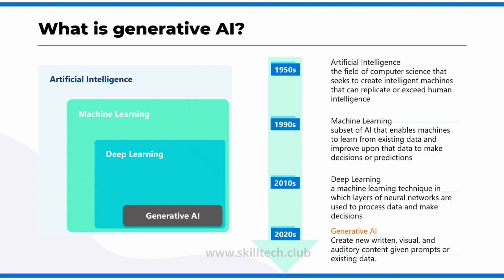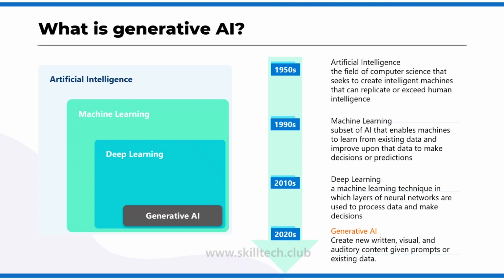For almost 3 to 4 decades, we did not get any much smarter computers or intelligent computing. But then somewhere in the 1990s, we got machine learning, which is a subset of AI that enables machines to learn from existing data. That is where, using our experiments, we can create models, and those models are going to help your machine to learn. Based on that, we can improve upon that data and make decisions or predictions. This was the phase where we got machine learning with neural networks and all.